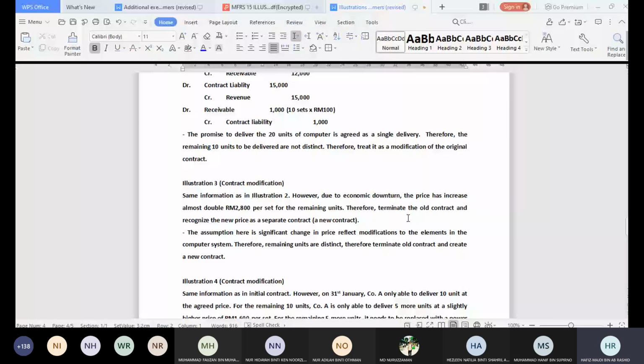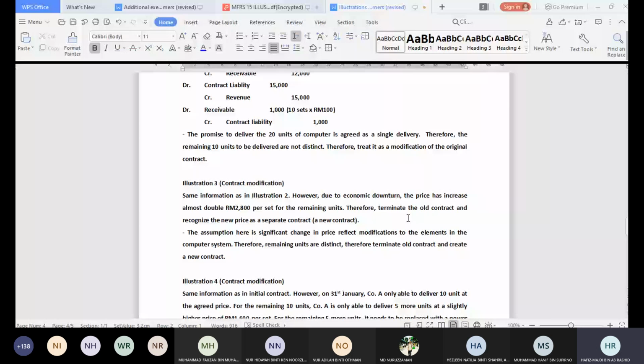In illustration 2, we assume it not to be distinct. So that's why we treat it just as a modification. We say non-distinct in illustration 2 because we have a problem with the second criteria, where it should be identified earlier. If it is identified earlier that it will send 10 units and send another 10 units, then it is okay. That is the second criteria. But it is not like that when it was first initially agreed.